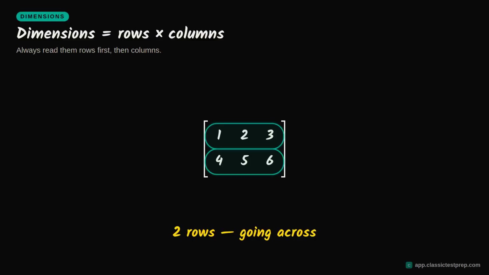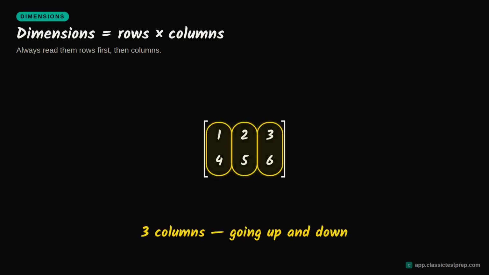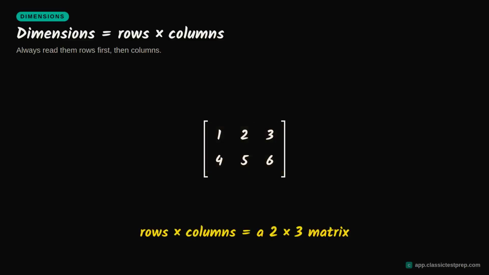Rows, of course, go across. Columns, of course, go up and down. So a matrix with 2 rows and 3 columns is a 2 by 3 matrix. If you say it out loud, rows first every single time, then you'll start to understand what the dimensions of a matrix really mean.